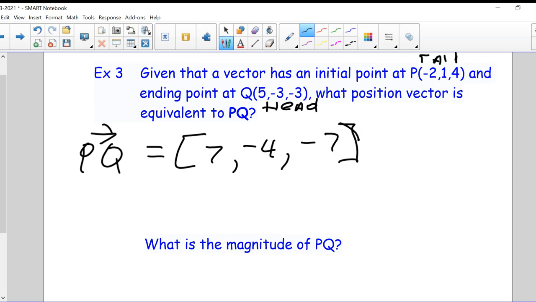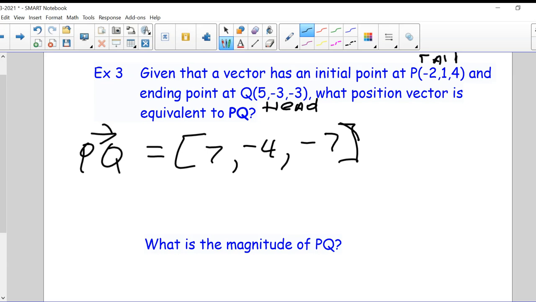Again, the order matters. If you had switched these around, then that would be the Q to P vector. What we want is the P to Q vector, and that's why we're taking the head minus the tail. 5 minus minus 2, minus 3 minus 1, and minus 3 minus 4.